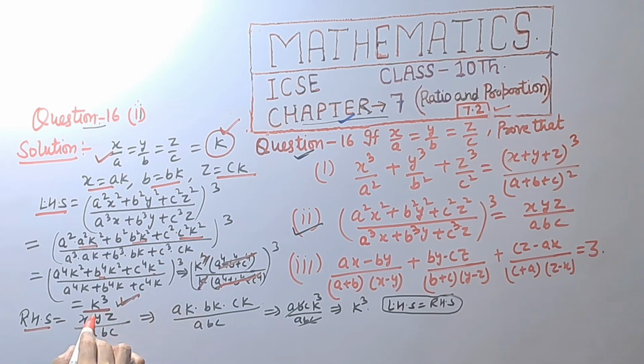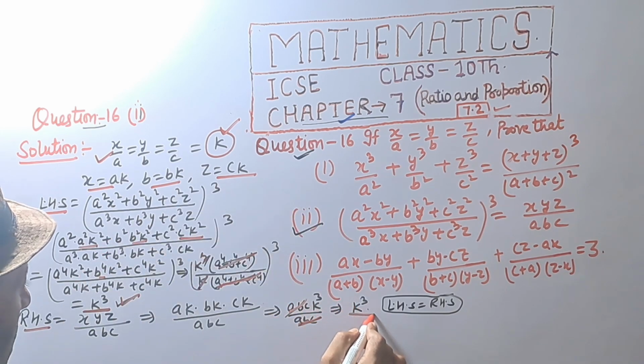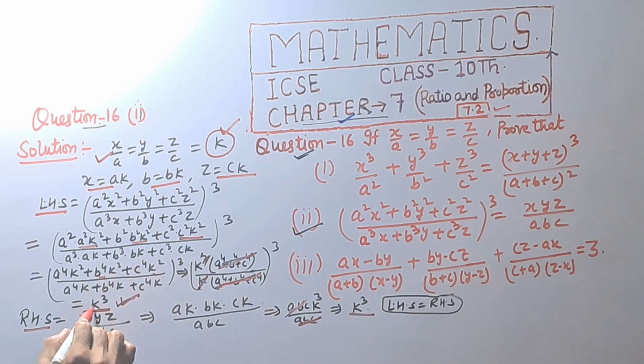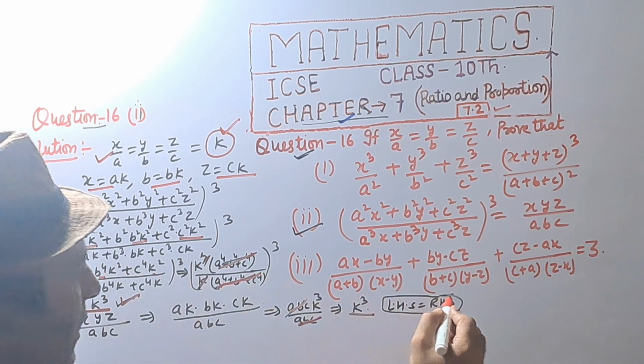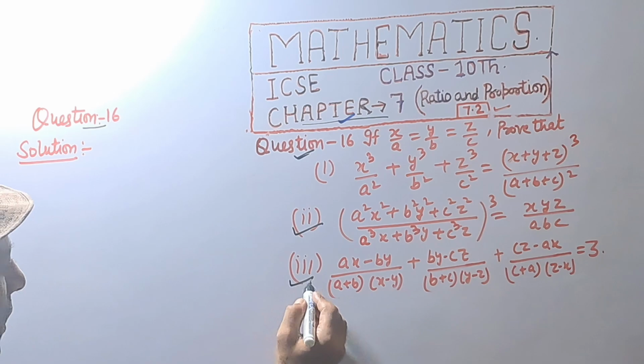x is ak, y is bk, and z is ck. a, b, c into k, k, k, that is k raised to power 3. abc is cancelled, and we get k raised to power 3. So left hand side is equal to right hand side, hence proved.